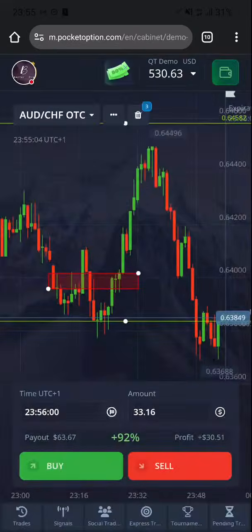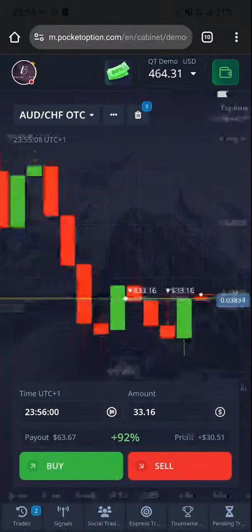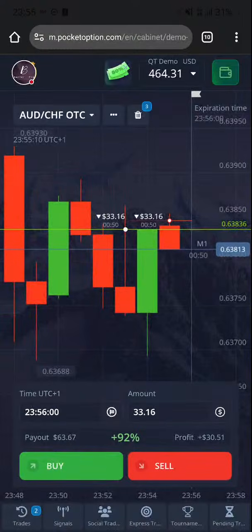Can you do more than one trade at a go? Yes, you can do multiple entries. If you are very sure, like for example now, you can do a double trade, you can do a triple trade. It doesn't matter.